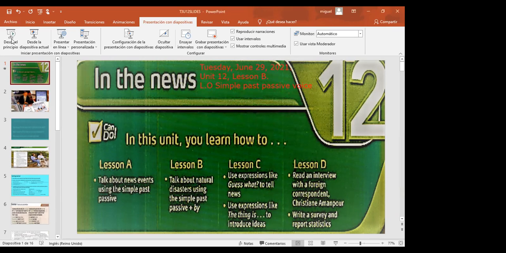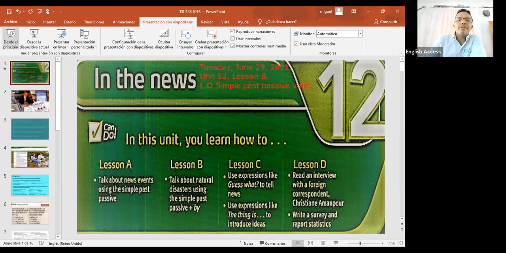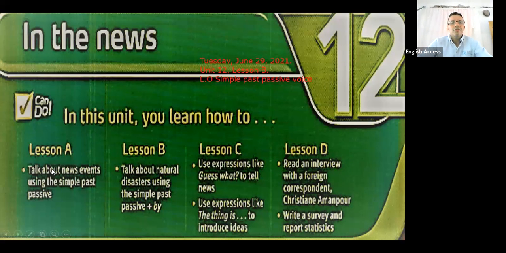This should be what we did yesterday, okay? So we start with the unit opener, right? We start with lesson A, talking about events, news events, using the simple past. We almost finished this lesson. We are going to see this lesson today. So this is almost checked, and we're doing this today. All right, this is it. Yesterday and today.